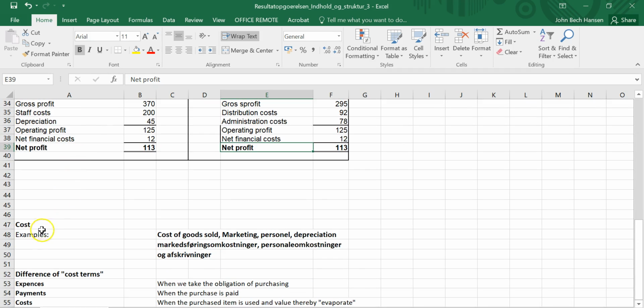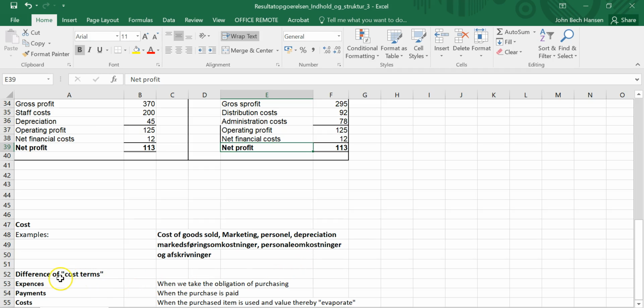Okay, so examples of costs, of course, cost of goods sold, that's the variable costs. Marketing, personnel, depreciation. I have the Danish pronunciations below here. But marketing, personnel, and depreciation are fixed costs. And of course, you know the difference between variable costs and fixed costs. And maybe you also know why knowing the difference is important. If not, we can discuss it.